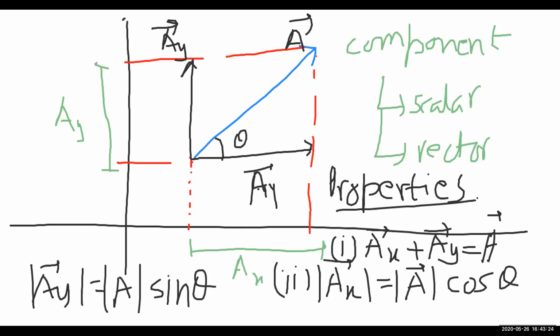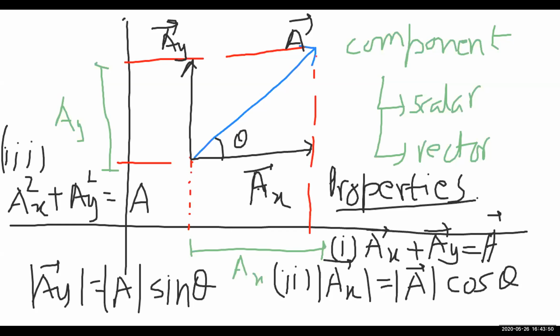And the third property, which again should be obvious, it's just Pythagoras theorem, is that ax square plus ay square is equal to a square. So Pythagoras, the definition of sine theta and cosine theta, and the definition of addition of vectors give you the component vectors.